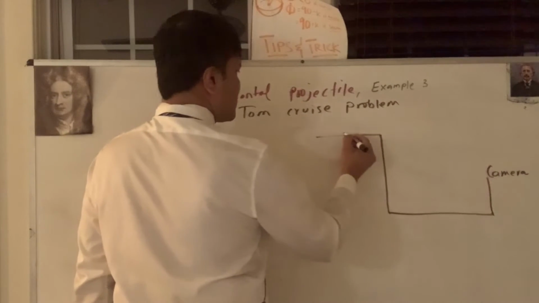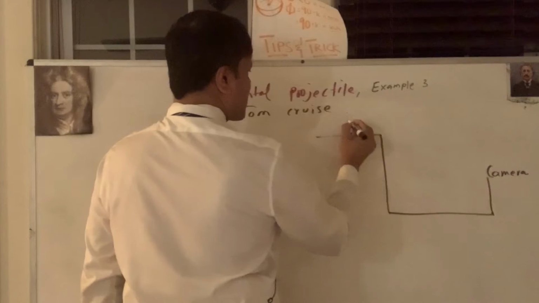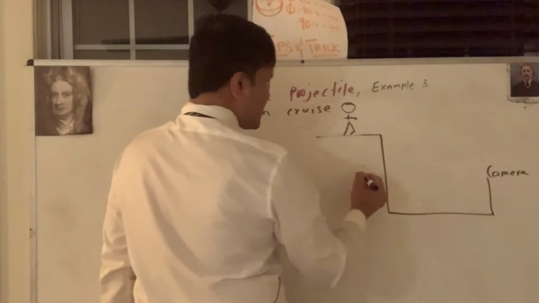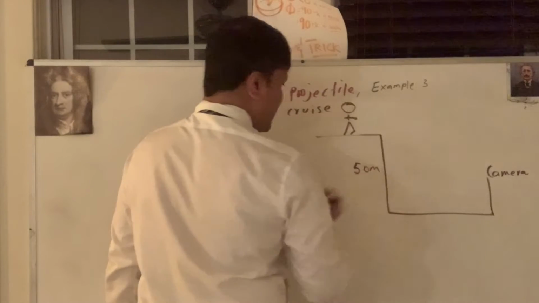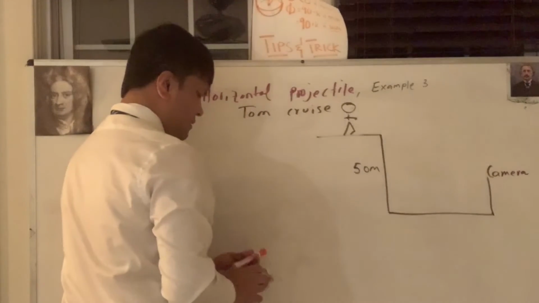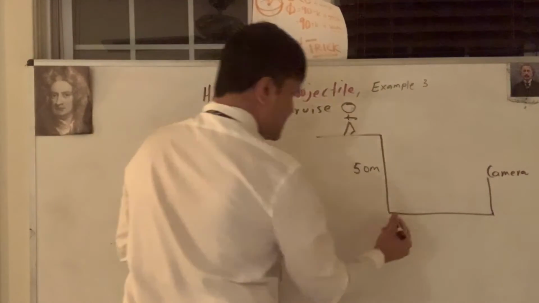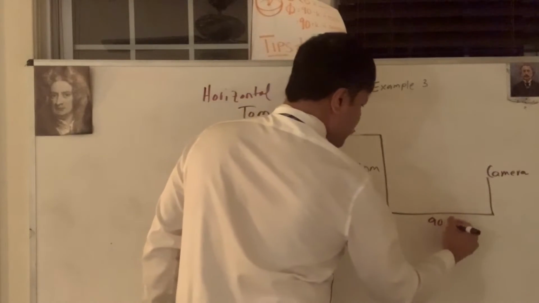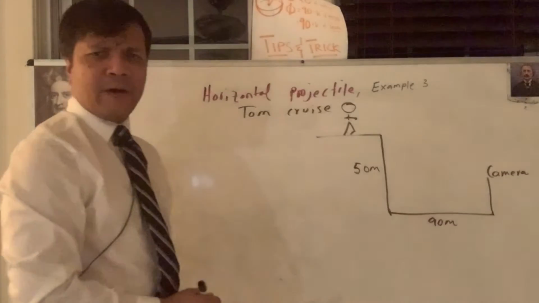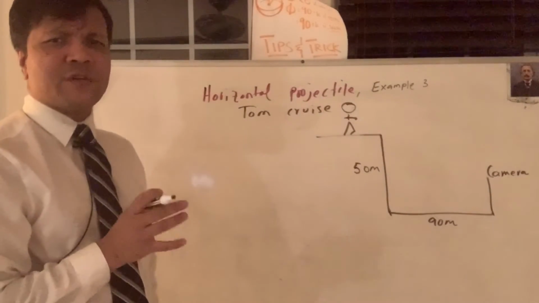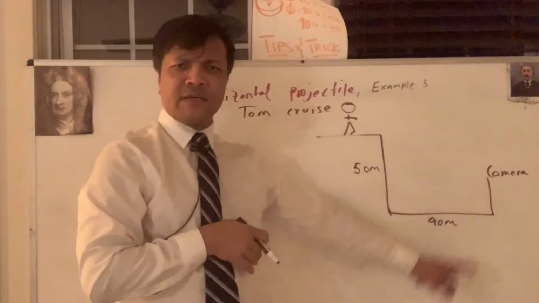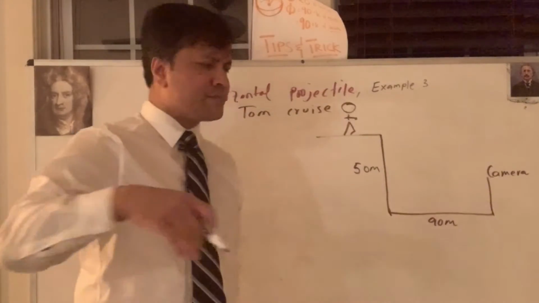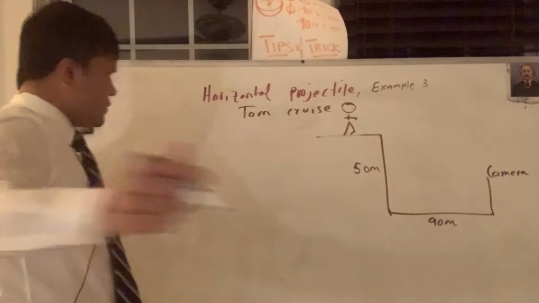So here's Tom Cruise. He is 50 meters above the ground, and the range is, let's say, from here to the camera, 90 meters. What do we want to know? How fast Tom Cruise has to jump off so that he can land at the camera. So we want to know this.